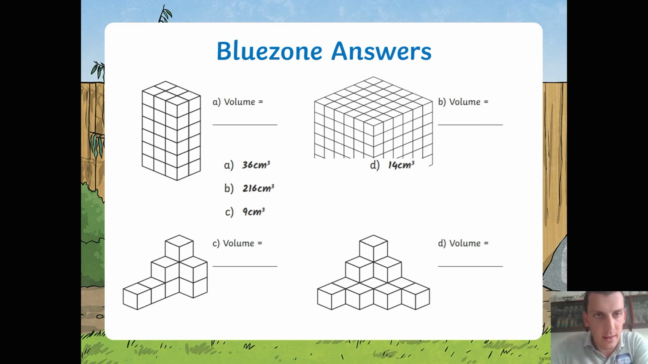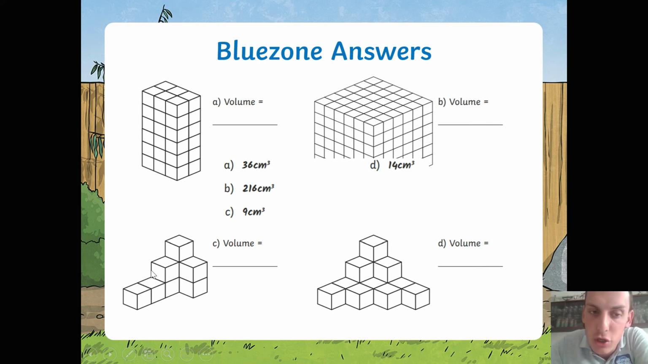Excellent. So, the volume of this shape is 36 centimeters cubed. And it's very important that you have the centimeters cubed, okay. B is 216 centimeters cubed. C is 9 centimeters cubed.